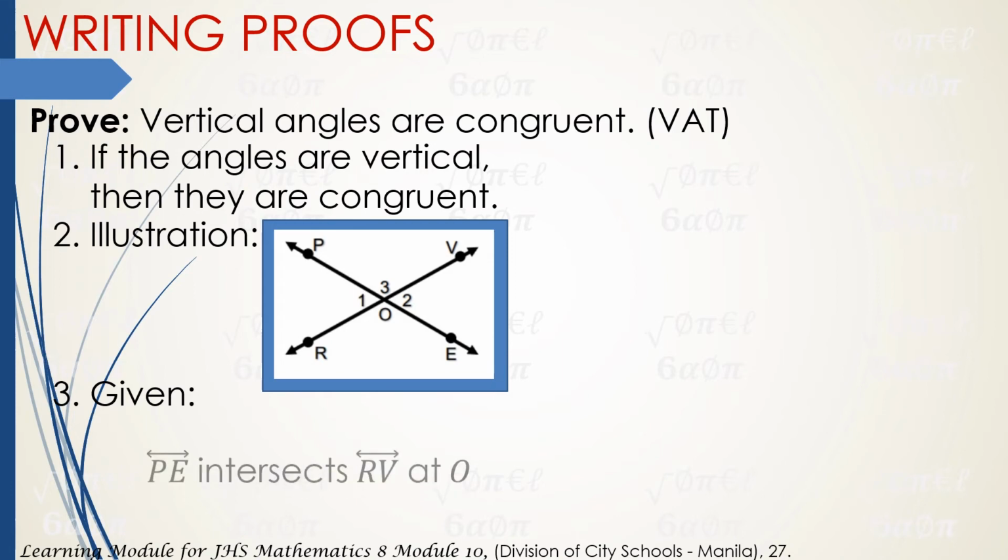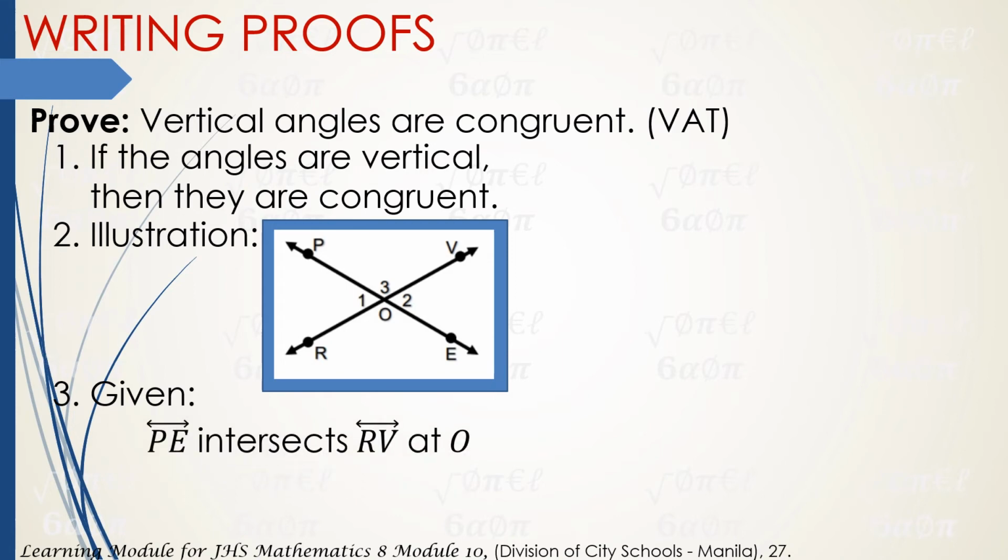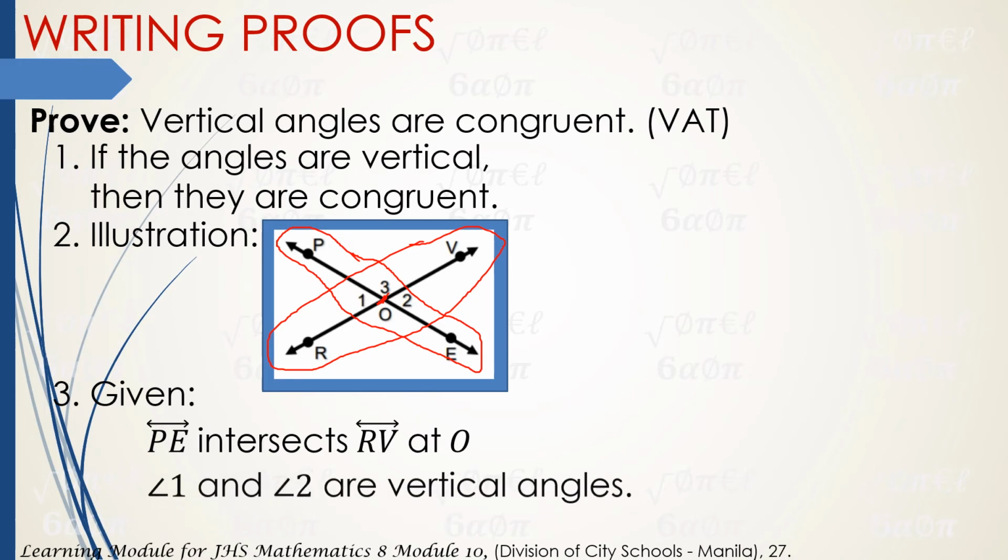Okay, so for our given, we have line PE intersects line RV at point O. So based nga dito sa figure, line PE nag-intersect sila with line RV dito po sa point O. So dito sa part na to. Okay, also we have angle 1 and angle 2 are vertical angles. So itong angle 1, vertical siya with angle 2. Okay, as given in the illustration.